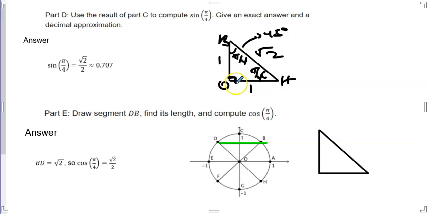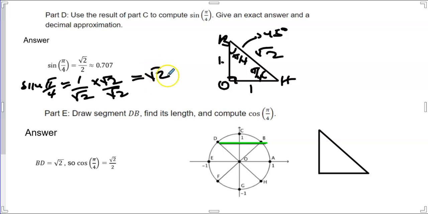So 90, 90, 180. Now the sine is defined as the opposite over the hypotenuse. So sine pi on 4 is equal to the opposite, which is 1, over the hypotenuse, which is square root of 2. Now we rationalize this, and that gives us square root of 2 over 2. And when we evaluate this, you are getting 0.707 approximately.